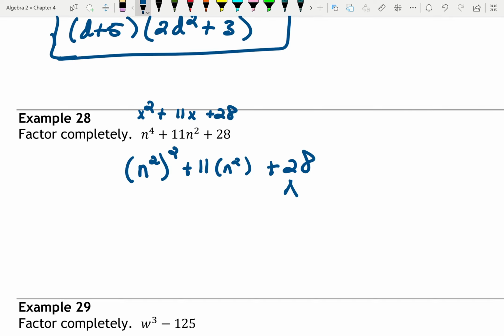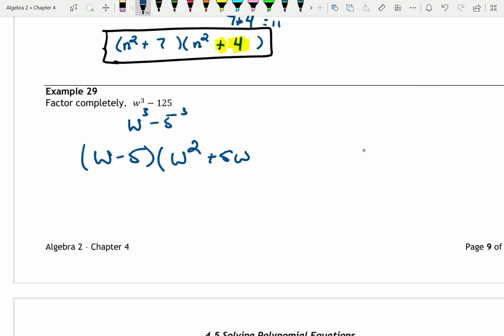All right, number 29, we're supposed to factor completely. W cubed minus 125. Well, that's w cubed minus 5 cubed. That's a difference of two cubes. So let's scroll back up and check on our formula. This is the one with the minus in it. So this is the bottom one. We're going to have a minus b, and then in the second one, everything's positive. So we're going to say w minus 5, and then we'll have w squared plus 5w plus 25.